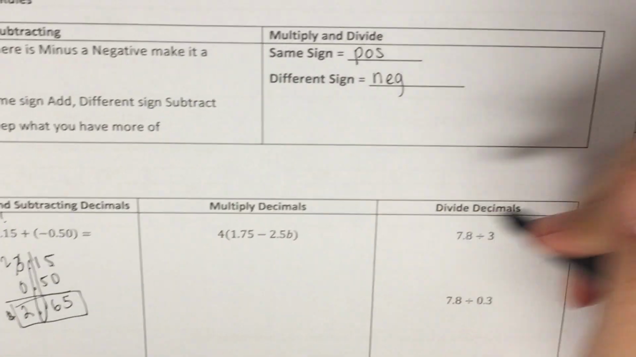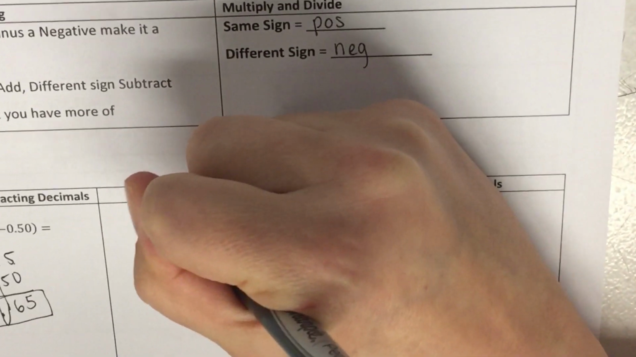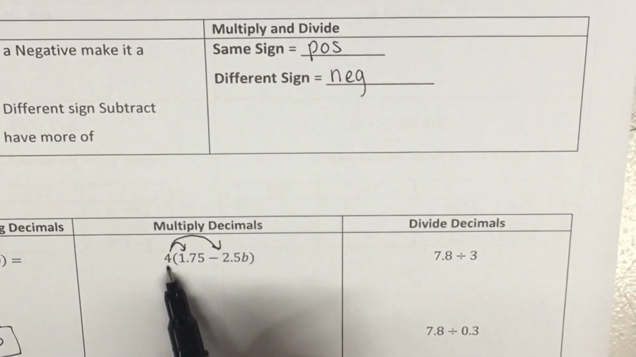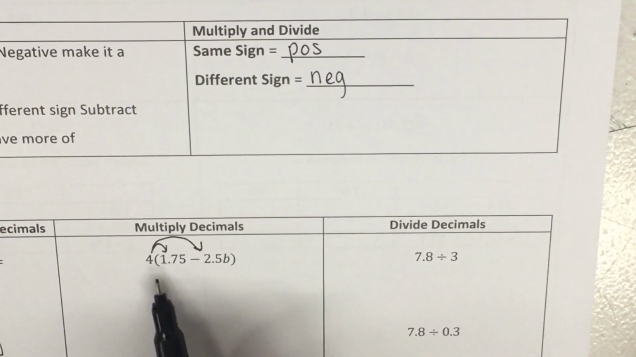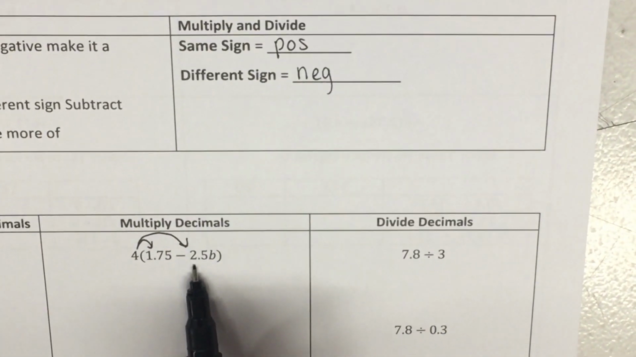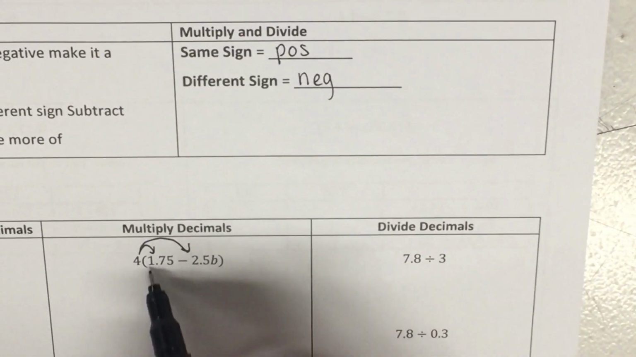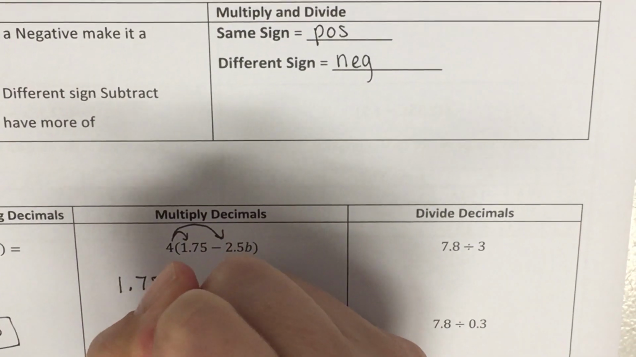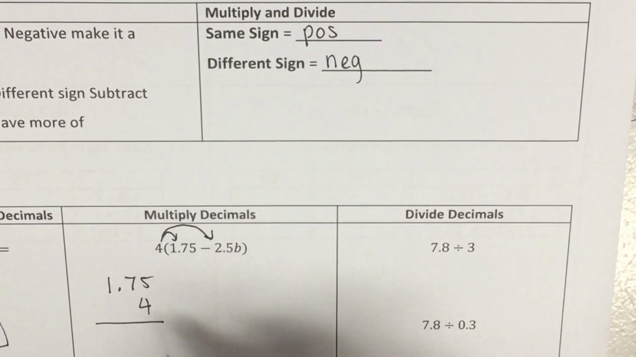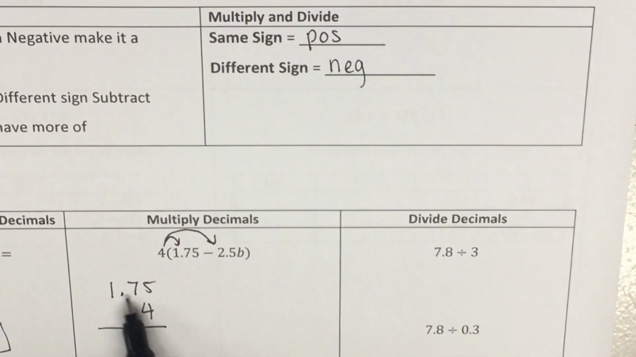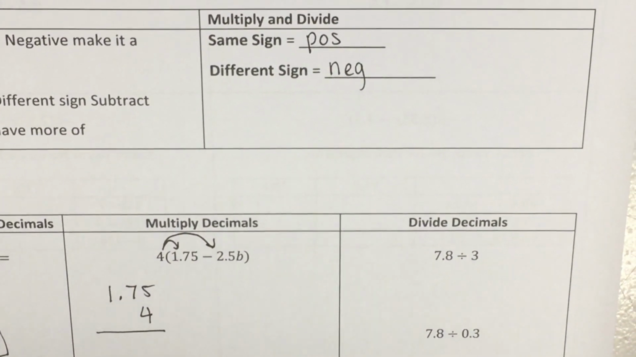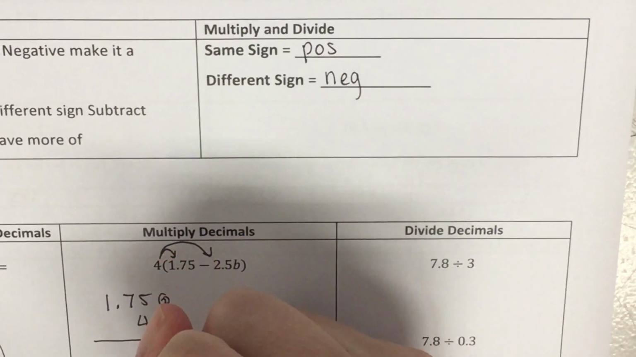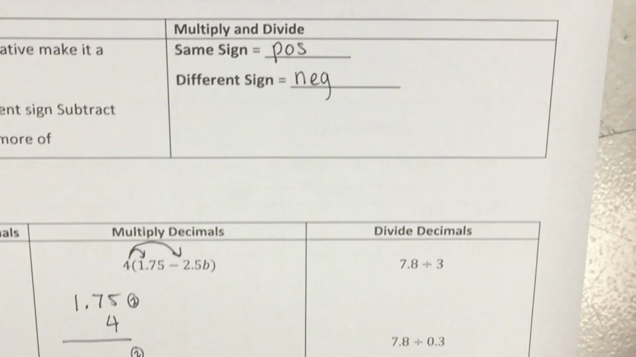For multiplying, we're going to be kind of combining that skill of distributing and multiplying decimals. So I'm going to be multiplying 4 times 1.75 and 4 times negative 2.5b. So let's start with 1.75. To multiply, I do not need to line up my decimals, but I do need to know how many decimal spots or how many numbers to the right of the decimal are in my problem. And how many numbers are to the right of the decimal? 2. Good. So I know I'm going to be moving my decimal back in 2 spots to the left at the end.